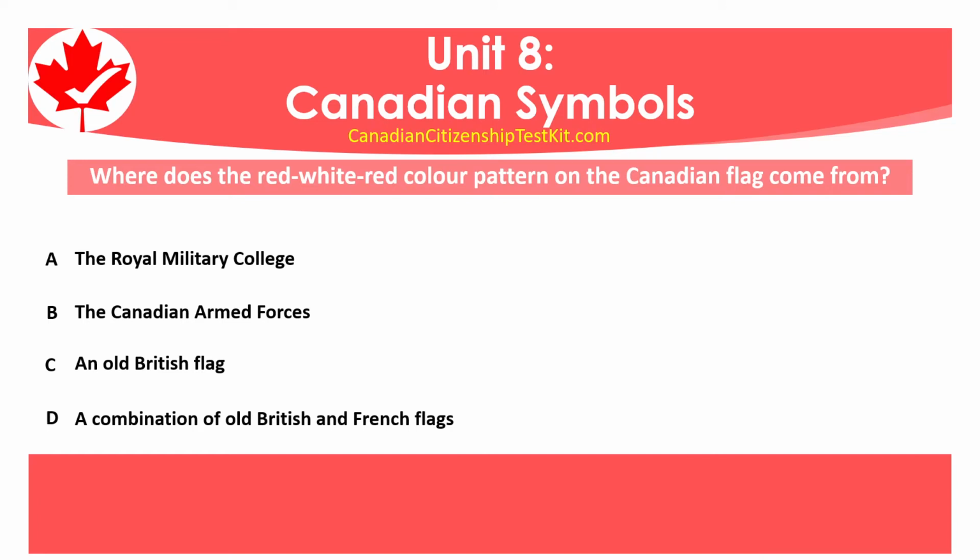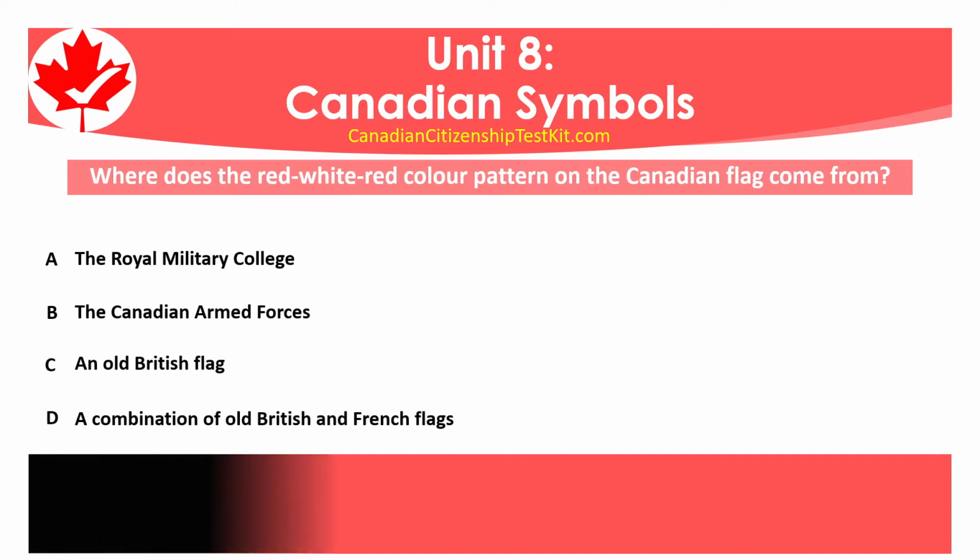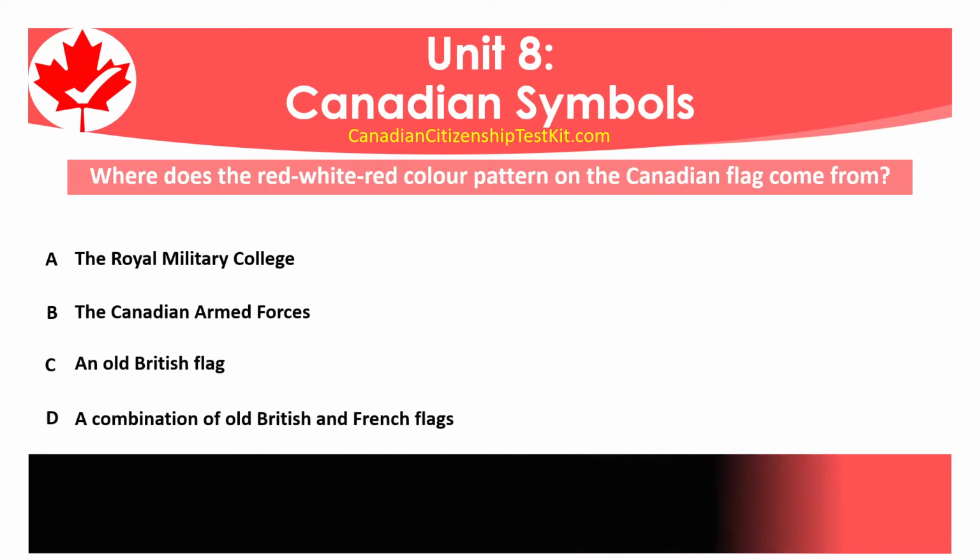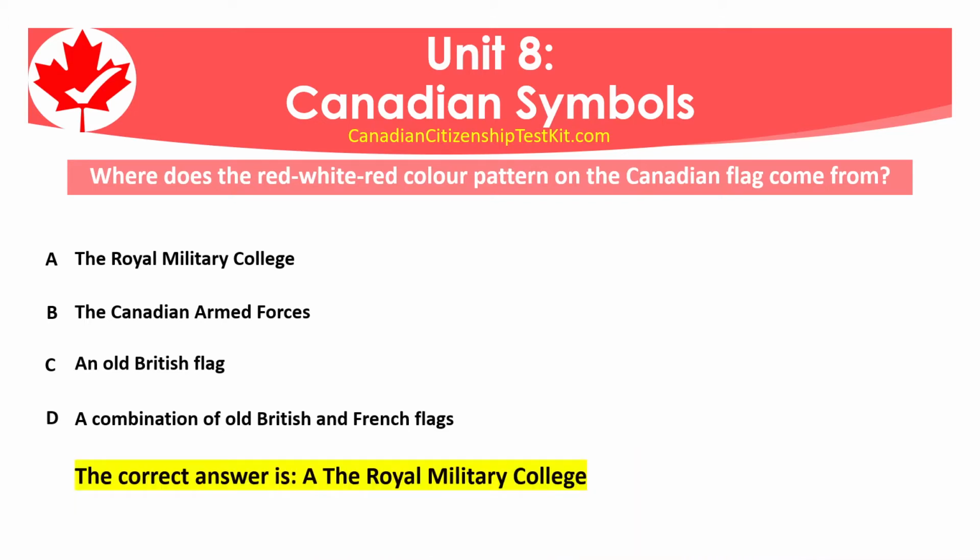Where does the red, white, red color pattern on the Canadian flag come from? A. The Royal Military College. B. The Canadian Armed Forces. C. An old British flag. D. A combination of old British and French flags. The correct answer is A. The Royal Military College.